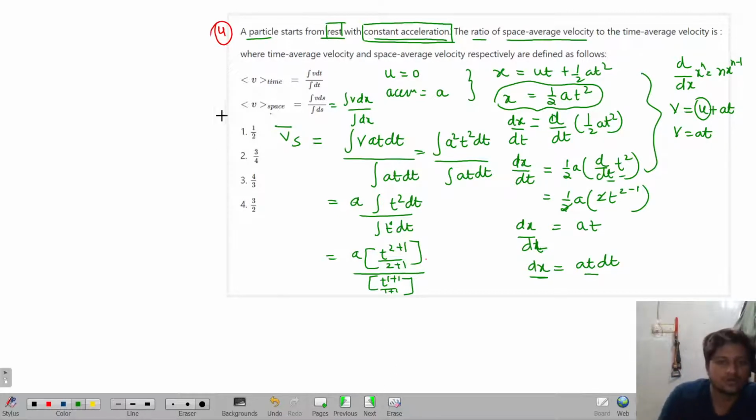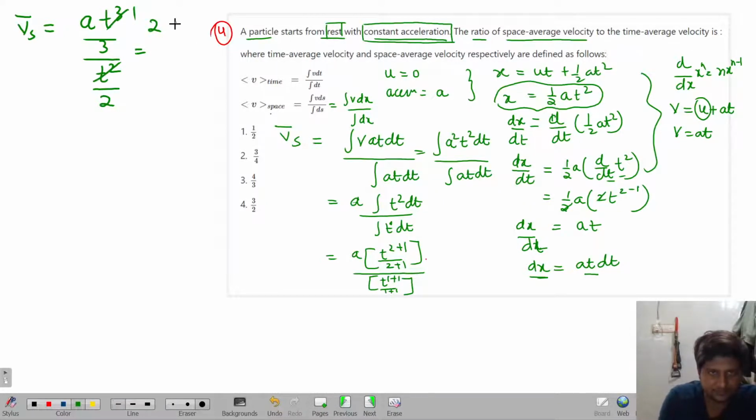Okay. So look over here. This average velocity I got with respect to space, I got it as a times t cube divided by 3 divided by t to the power of 2 divided by 2. So this will go up, it will become what? 2 and this can get cancelled, only 1 remaining over here, twice at divided by 3. So this average velocity with respect to space coordinate, what I got is twice of at divided by 3. Understood or not?